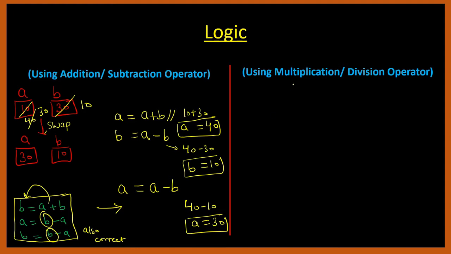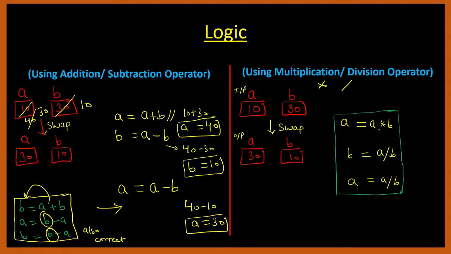Now let's see what the second approach is. This second approach is also similar to the first approach. Here we have to use multiplication and division operators. Here we have used plus, and in this approach we will use multiplication. Here we have used the subtraction operator, and here we will use the division operator. So our input is A is 10 and B is 30. So if you write A multiply B, that is 10 into 30, I will get 300. So now A will contain 300.